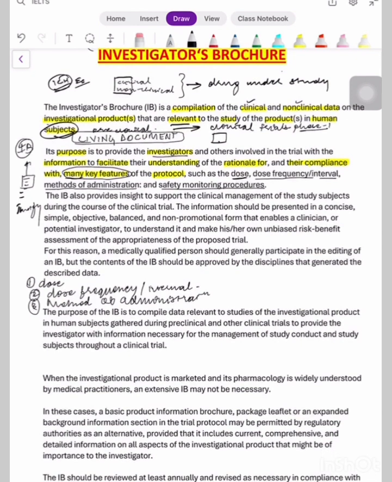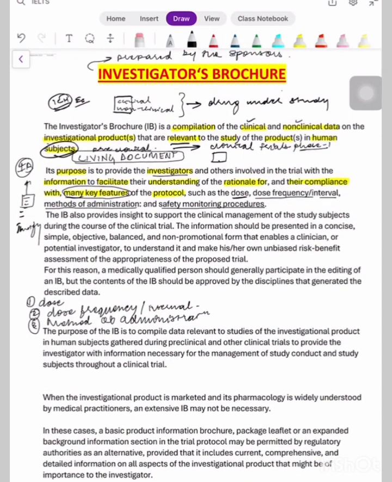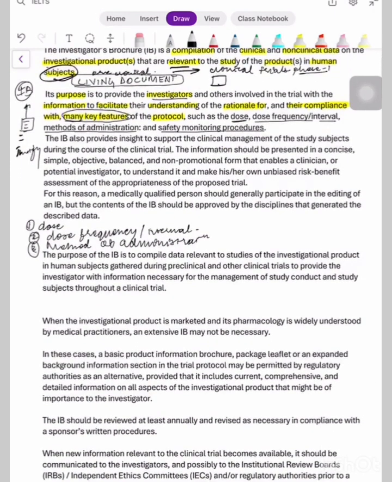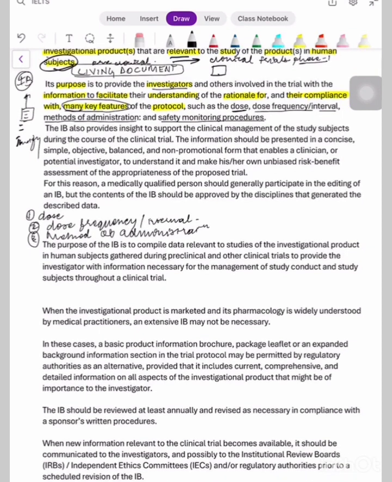So the IB for a clinical trial is submitted to the authorities. So there would be justification given for why this dose was selected, why this dose frequency was selected, why this method of administration is done, and basically the safety monitoring procedures.